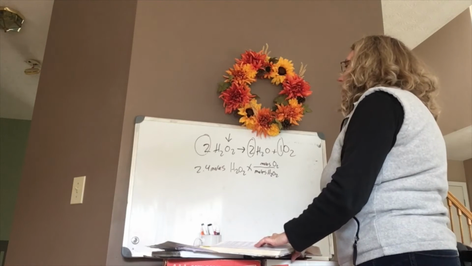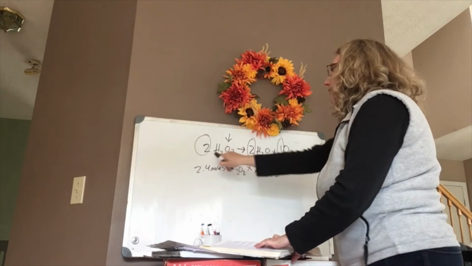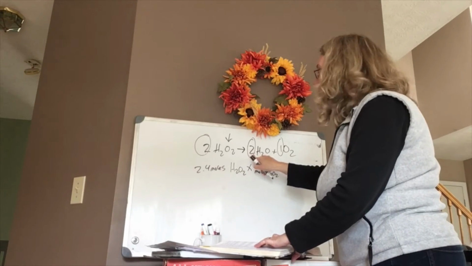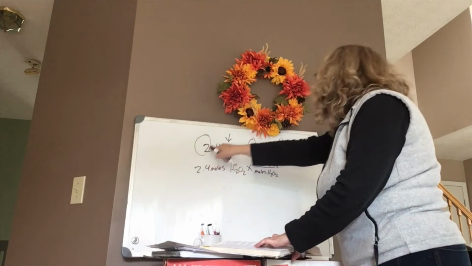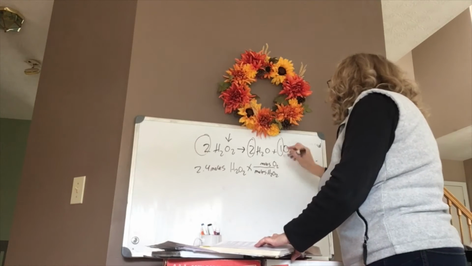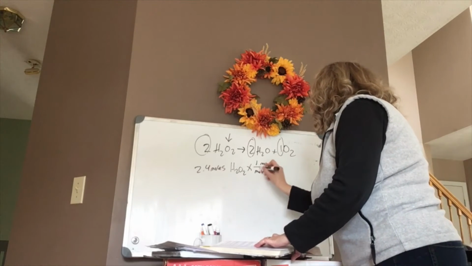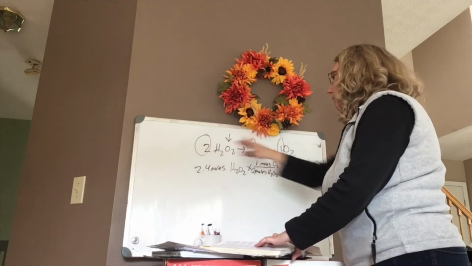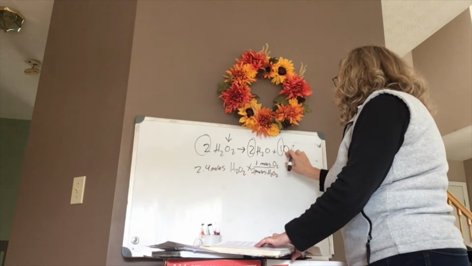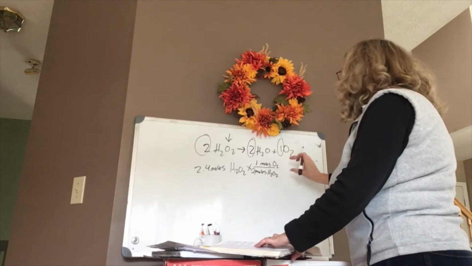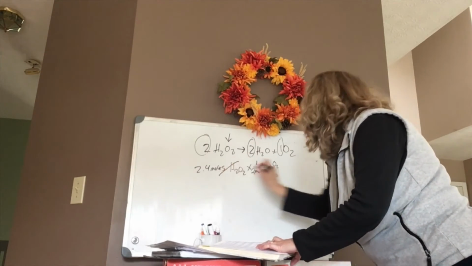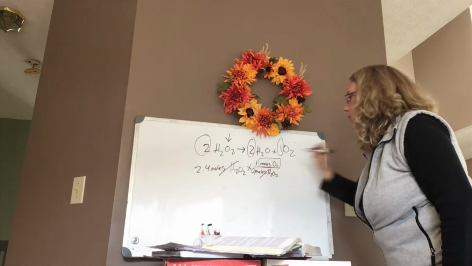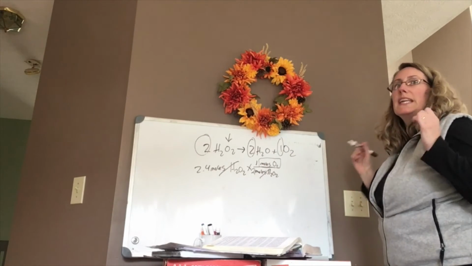And I can do that because I know that for every 2 moles of this, I get 2 moles of this. Who cares? They're not asking me that. But for every 2 moles of this, I also get 1 mole of this. So for every 2 moles of hydrogen peroxide from the balanced chemical equation, I get 1 mole of oxygen. So I'm doing a conversion that gets rid of my moles of hydrogen peroxide and ends up with my moles of oxygen.